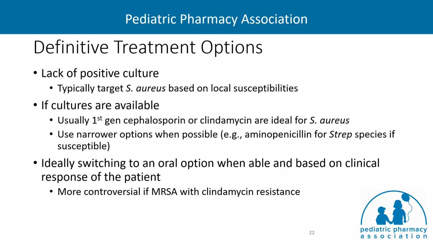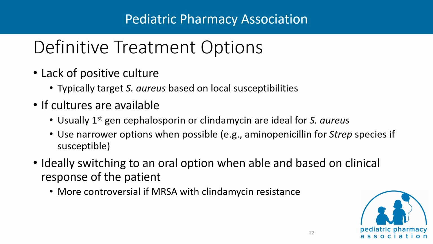All right, so those are some of our big hitters on the empiric treatment options side. Now, whenever you get to definitive, remember, there's often a lack of a positive culture. So typically you're going back to empiric and saying, okay, I'm going to cover for Staph aureus and hope that what I picked ends up being good and go based off of response.